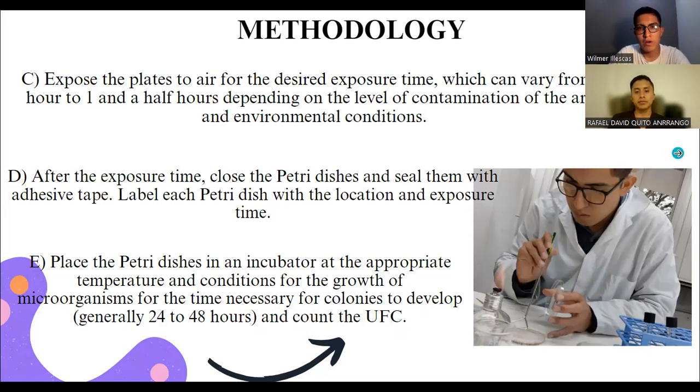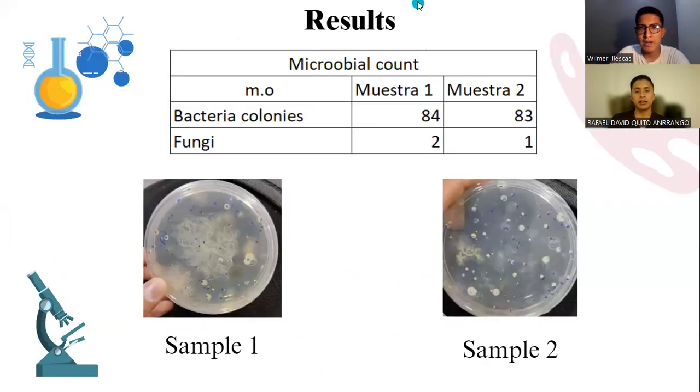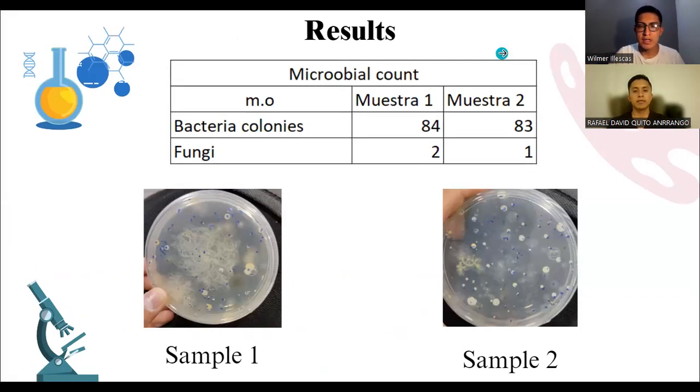All right, now we're going to present the results that we have gotten. Here we have the microbial count. Basically, as my partner said, we put 2 Petri dishes in a place, in this case Krispan, which is sort of a shop here at the university. We had 2 samples, sample 1 and sample 2, and we put them in different places.